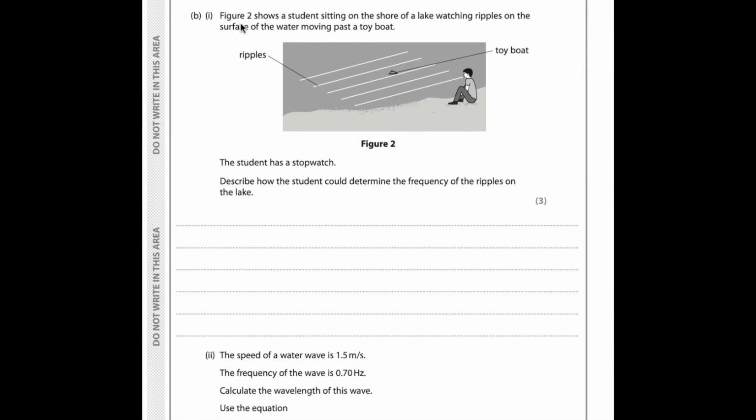Question B1. Figure 2 shows a student sitting on the shore of a lake watching ripples on the surface of the water moving past a toy boat. The student has a stopwatch. Describe how the student could determine the frequency of the ripples on the lake. So the frequency is the number of waves per second.